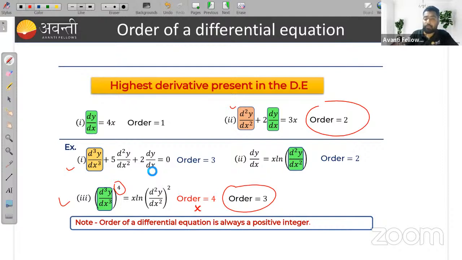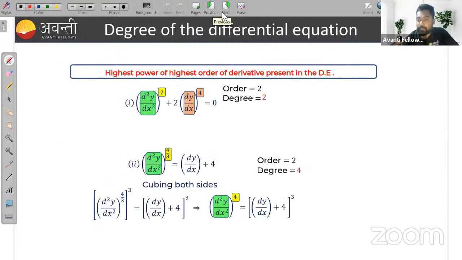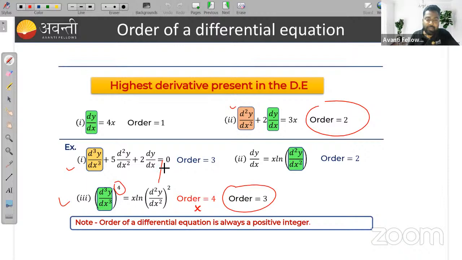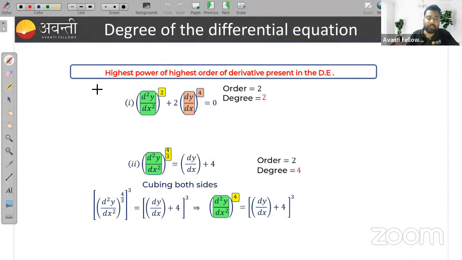Now we learn how to find the degree of a differential equation. How can we find the degree of a differential equation? That is the highest power of the highest order derivative present in the differential equation.